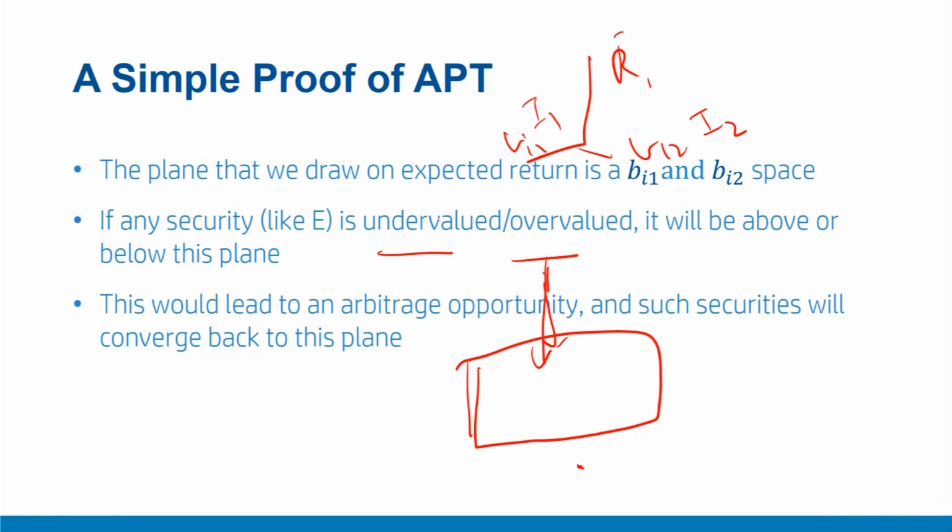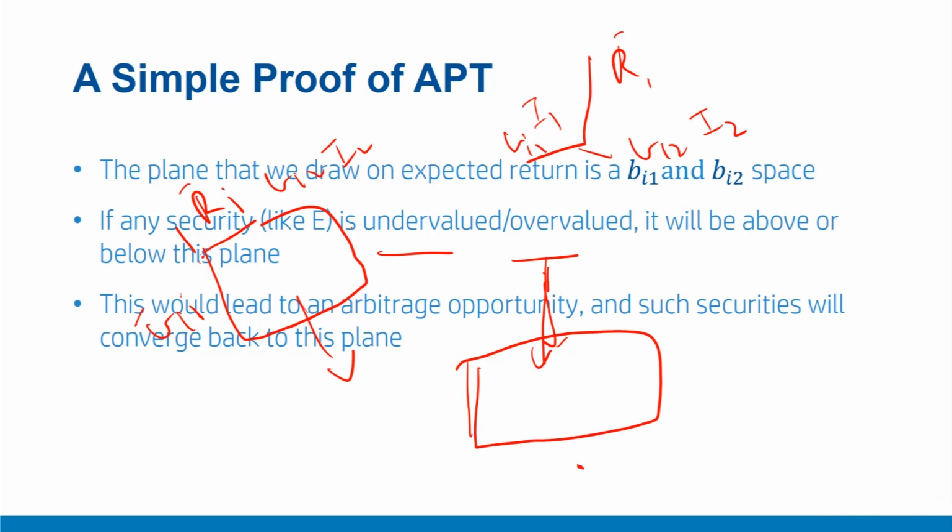To summarize, in this video we discussed a simple visual proof of arbitrage pricing theory. We saw that arbitrage pricing theory is derived by the law of one price or arbitrage argument. That is, if a security is underpriced, it will fall above that equilibrium plane. If it is overpriced, it will fall below that equilibrium plane. This equilibrium plane is defined by three axes. What are these axes? These axes are the expected return axis RI bar, BI1, the sensitivity towards index I1, and BI2, the sensitivity of the security towards index I2.